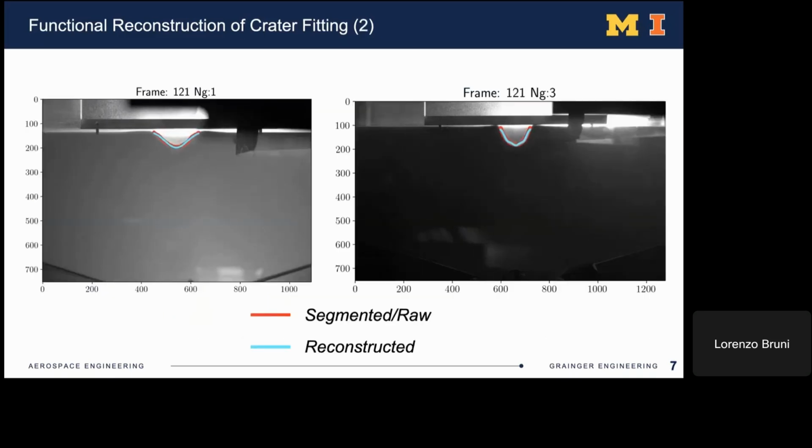So this is an example of the application of this method. You can see the red line, which is the raw extracted contour, and the blue line that is the reconstructed one. And you can see here two different cases. In the first case, the algorithm found that the number of Gaussians used to represent this crater is just 1, while for more complex cases, such as the one on the right, we used 3 Gaussians.